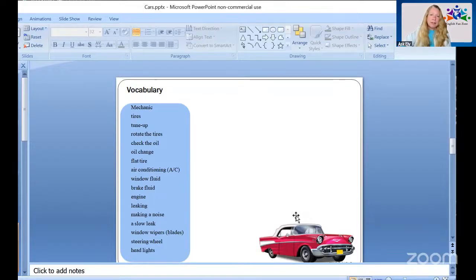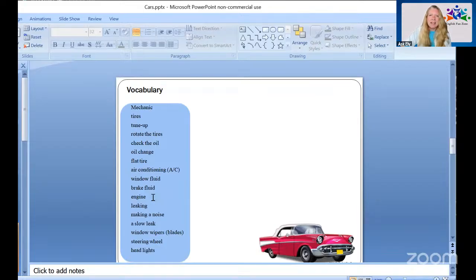Brake fluid. That's important too. That also has a dipstick. Then we have engine. That's the main part of the vehicle that gets you going. If you don't have an engine, the car won't go. So engine leaking. If anything's leaking, that's not good.